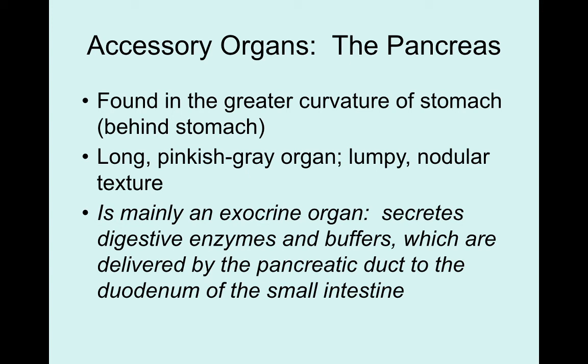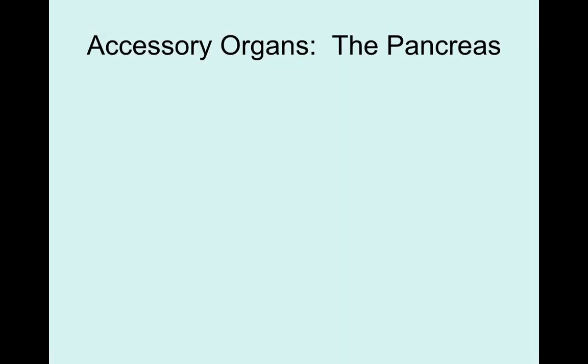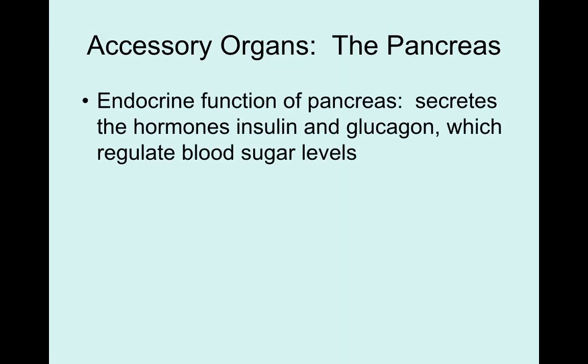Exocrine organ means that the secretions end up reaching the outside of the body. So again, all of these secretions of the pancreas go to the duodenum of the small intestine, then end up in the large intestine, and then eventually end up being pooped out into the toilet. Okay, but our pancreas is also an endocrine organ, guys. Endocrine meaning that secretions enter the bloodstream and never reach the outside of the body.